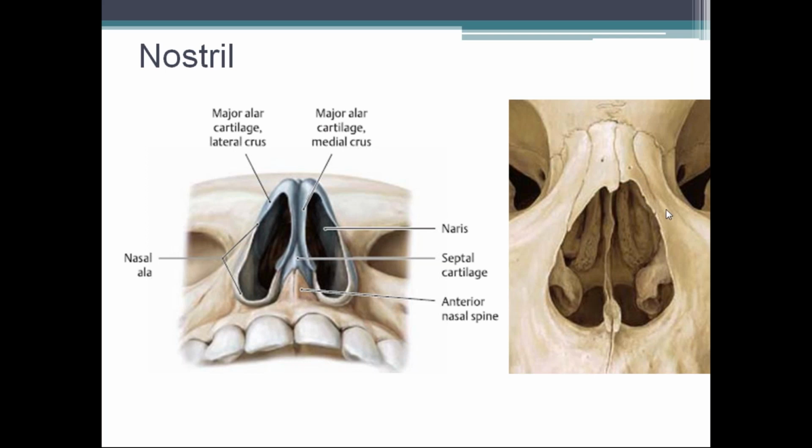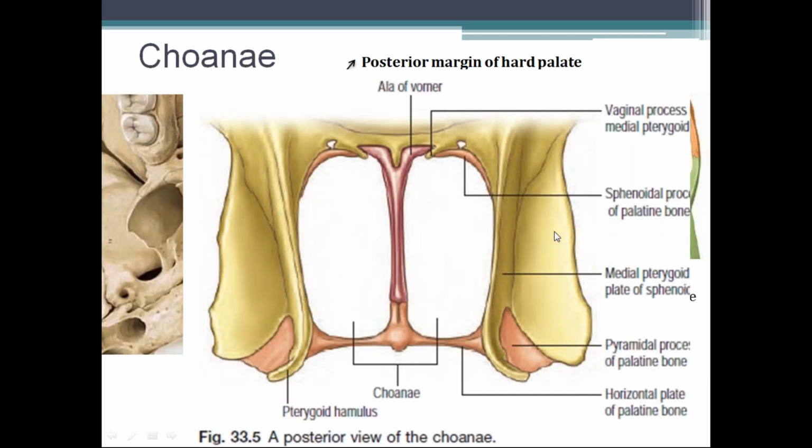This is the nasal bone, and this is the frontal process of the maxilla, and this is the crest of the palatine process of the maxilla. And this is the anterior nasal spine. In the lateral wall, you can see the projections here. Now next we'll see about the choana or posterior nasal aperture.